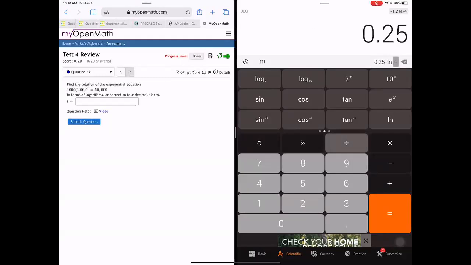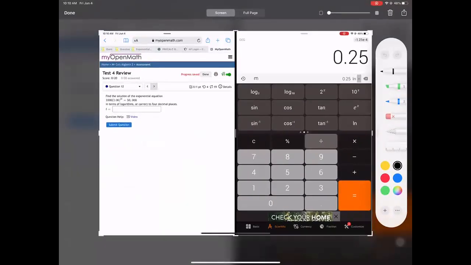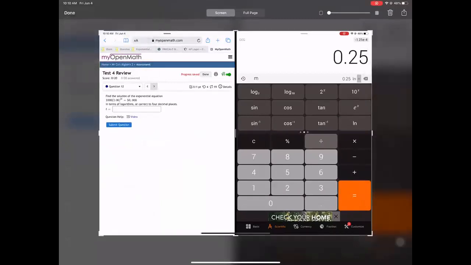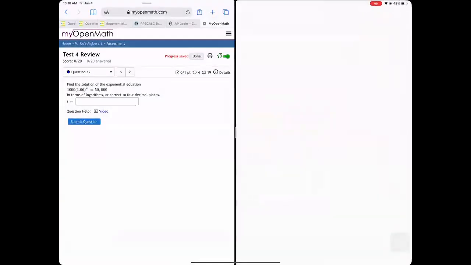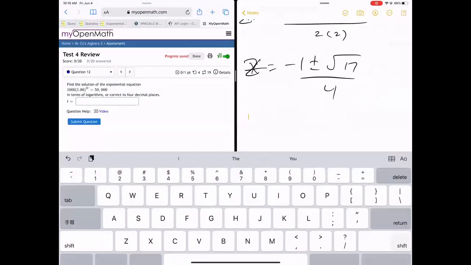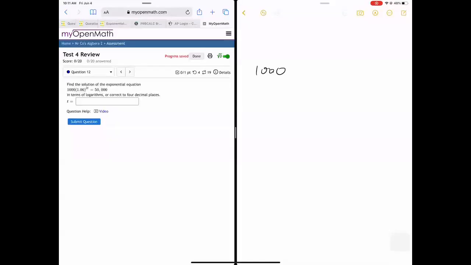Okay, looking at this problem here, the setup is pretty clear. No, let's do it a different way. Okay, we're gonna write 1,000 times 1.06 to the 2t equals 50,000.